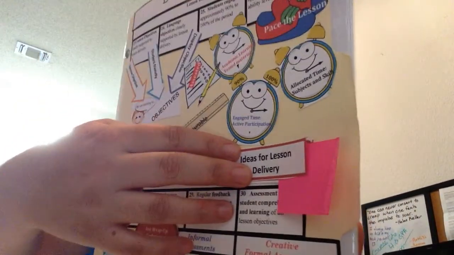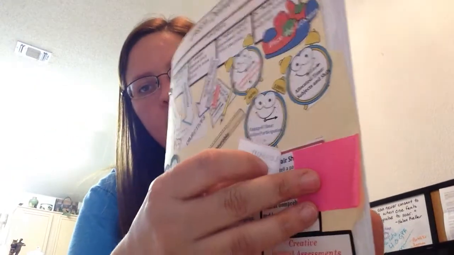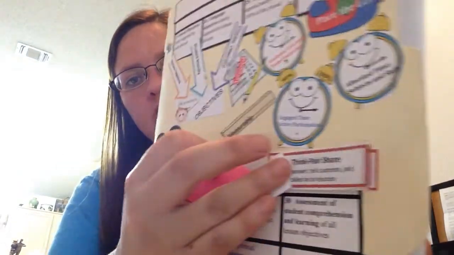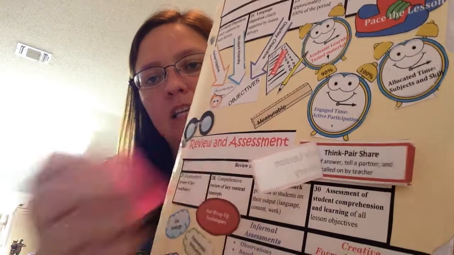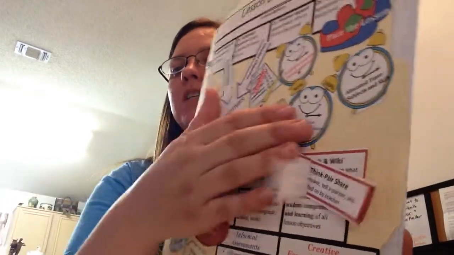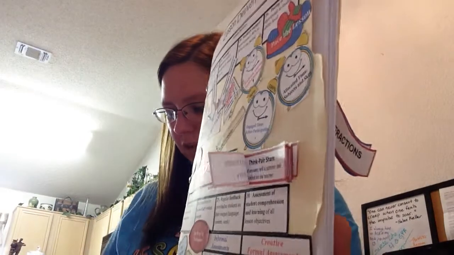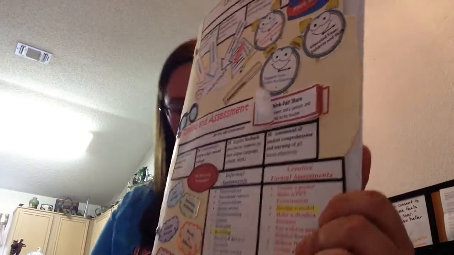Then we have this red, which is ideas for lesson delivery. And I like the one, it's hard to see since I put the sticky note on it, but this one right here is for Think, Pair, Share. And that's a great idea to give them some information and then have them think about it and then have them pair up and then share the information with each other. Okay, then the next part of this is review and assessment.